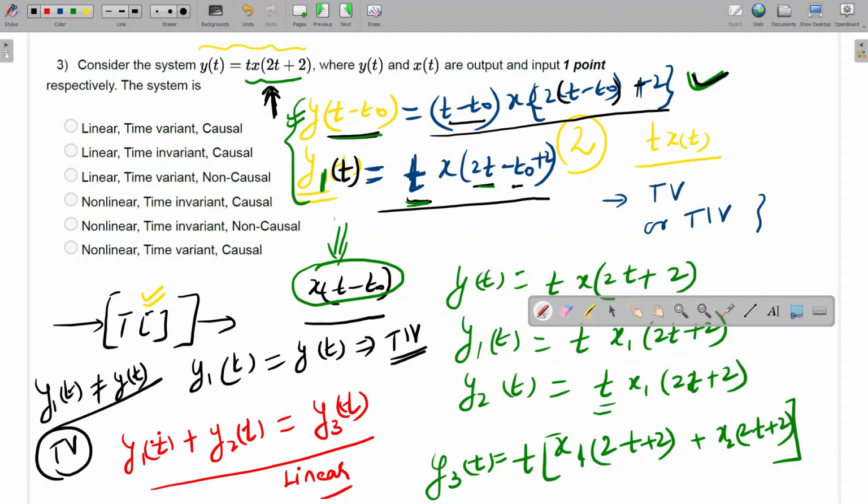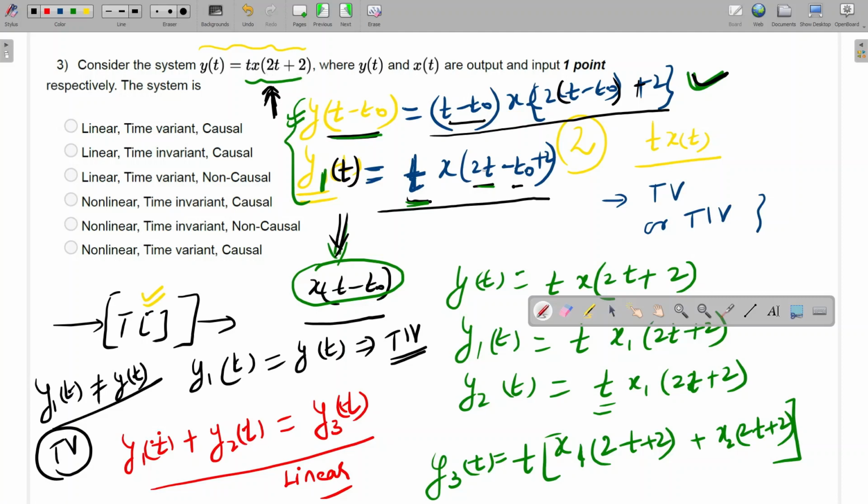Okay, next thing, what am I calculating? y1 of t. So what is y1 of t? y1 of t means, as the first step, we are shifting x by t naught. So that will be x of t minus t naught. After that we will apply the same transformation here. So in x(t minus t naught), the time is multiplied with 2.